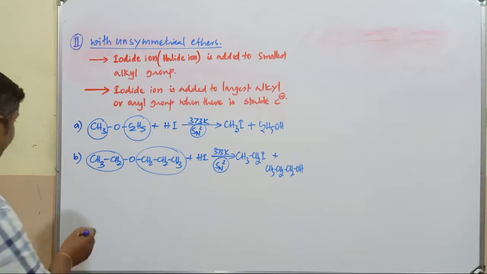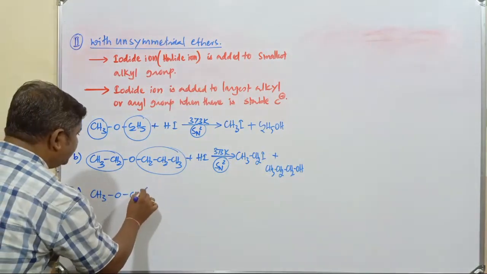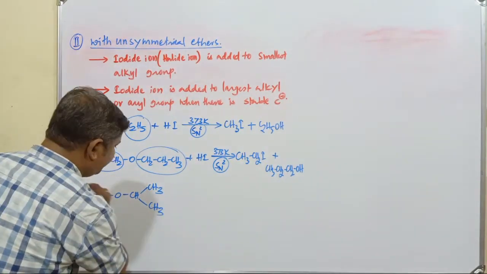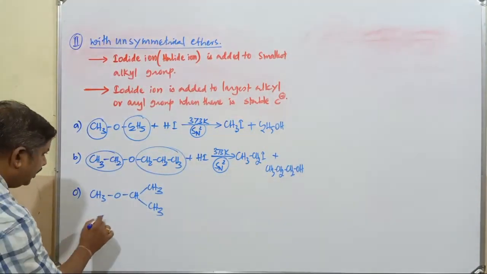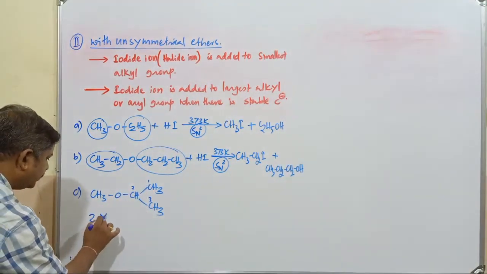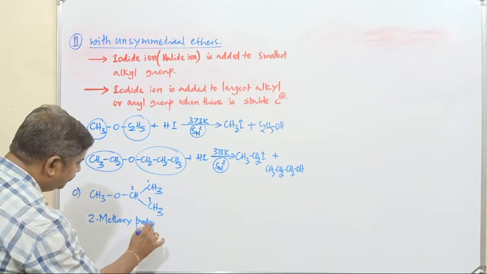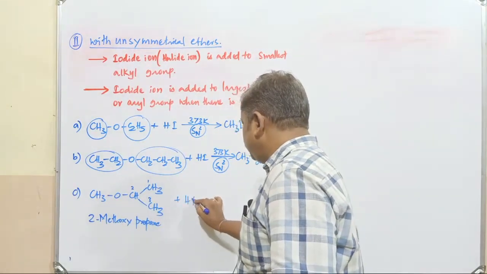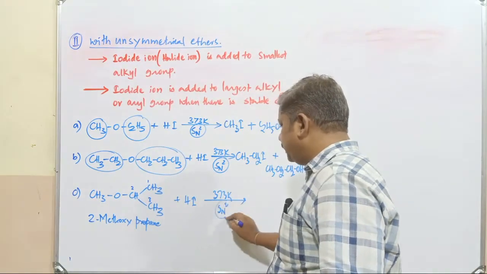One more example. CH3, O, CH, CH3 with another CH3. What's the name of this ether? Unsymmetrical ether, no doubt. It is 2-methoxypropane. Treated with HI, what's the product at 373 Kelvin? The same SN2 mechanism is followed.